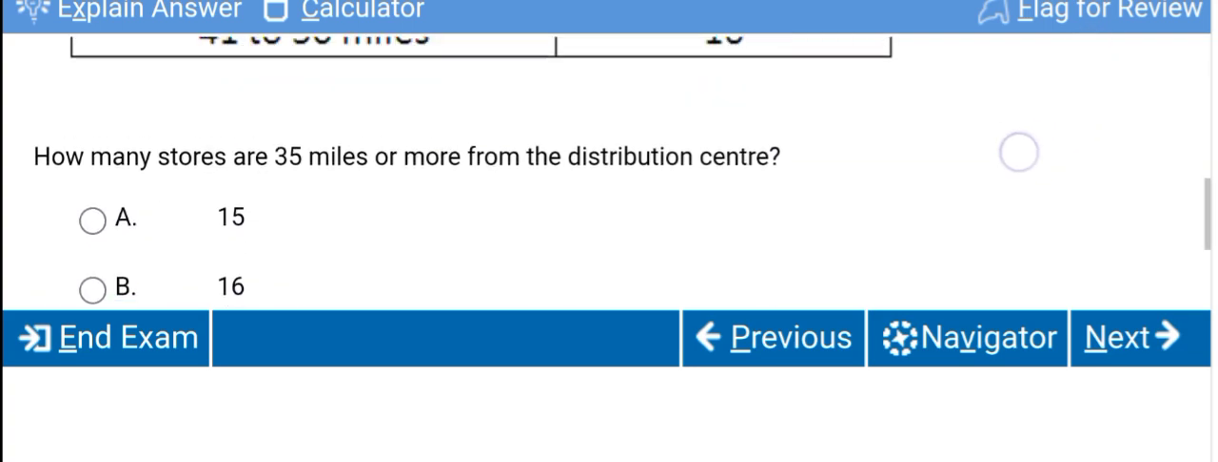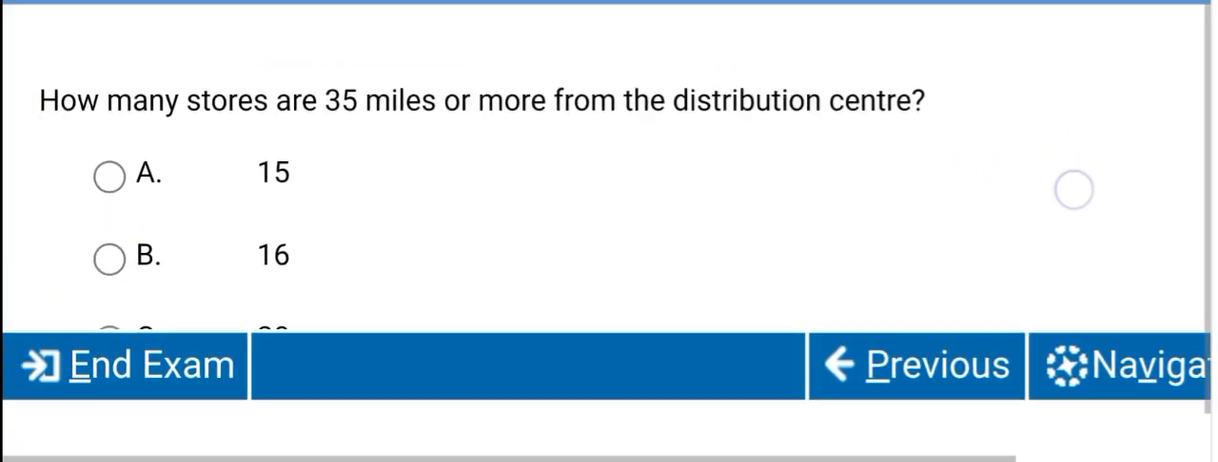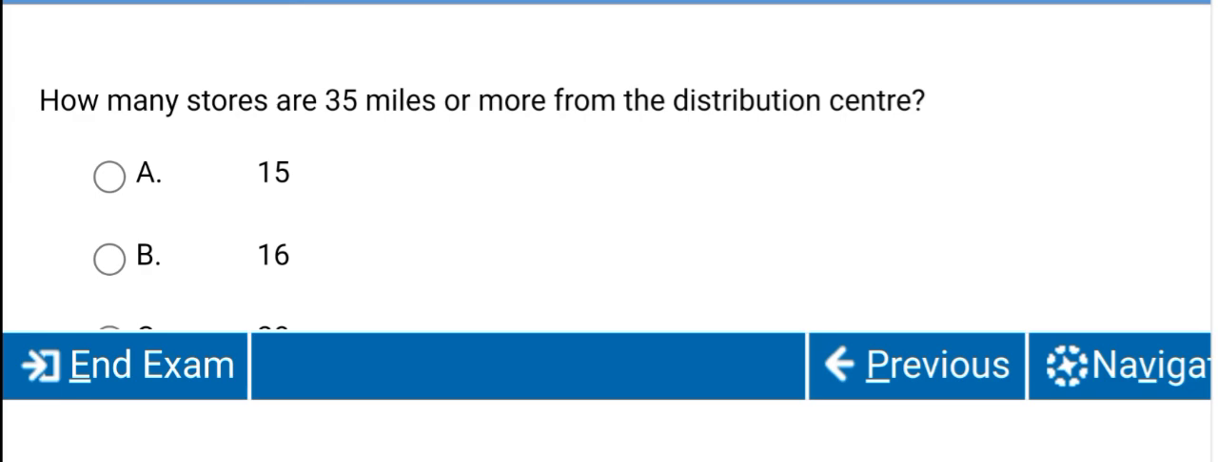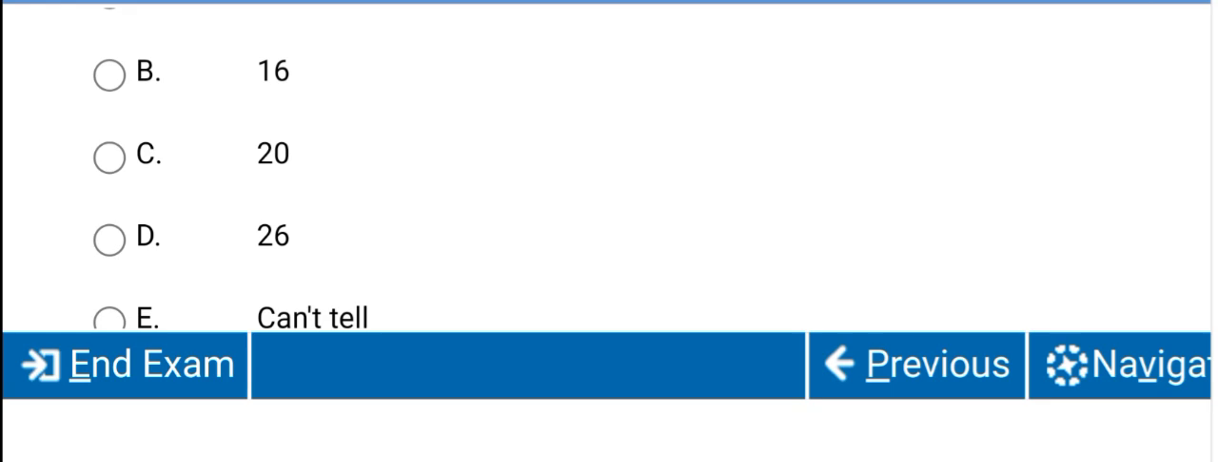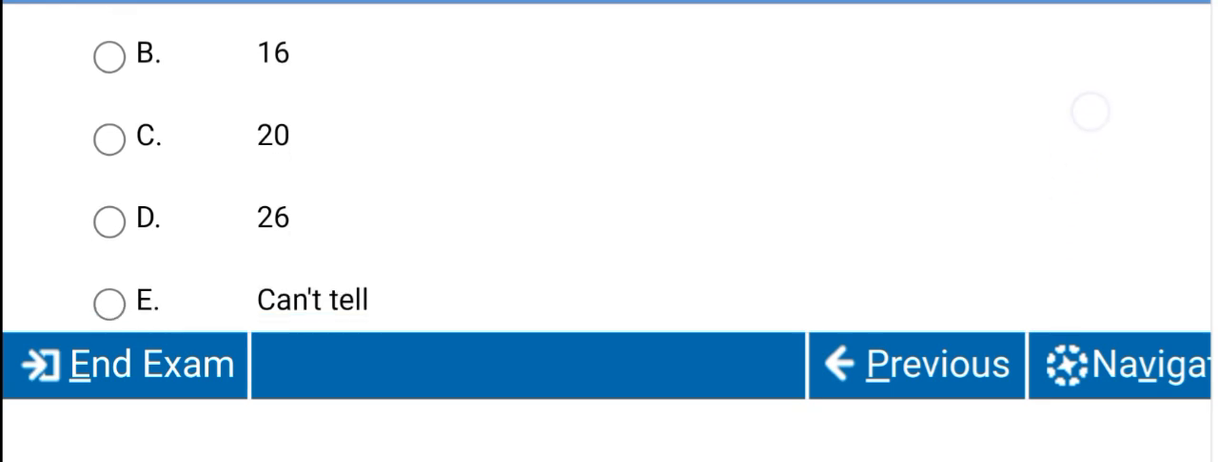How many stores are 35 miles or more from the distribution centers? Option A, 15. Option B, 16. Option C, 20. Option D, 26. Option E, can't tell.